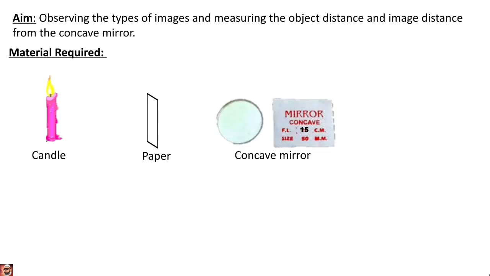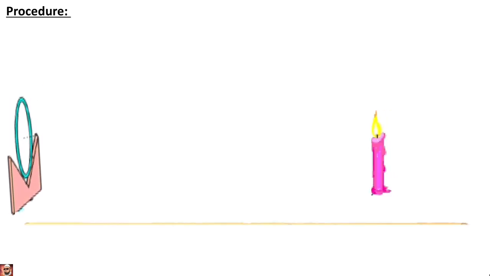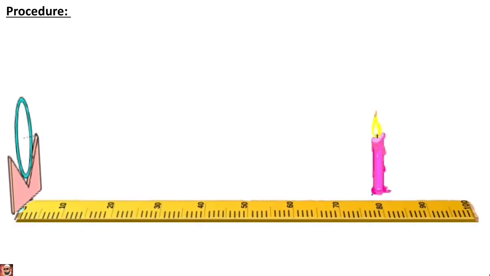We require a candle, a paper, a concave mirror of known focal length, that is 15 centimeter, a V stand and a measuring scale. Procedure: place the concave mirror on the V stand, and a candle and meter scale, as shown in the figure. Keep the candle at different distances from the mirror, that is from 10 centimeter to 80 centimeter.